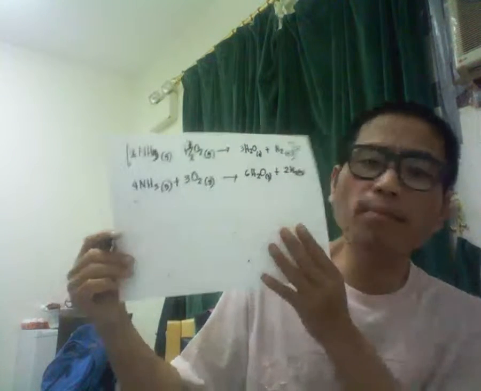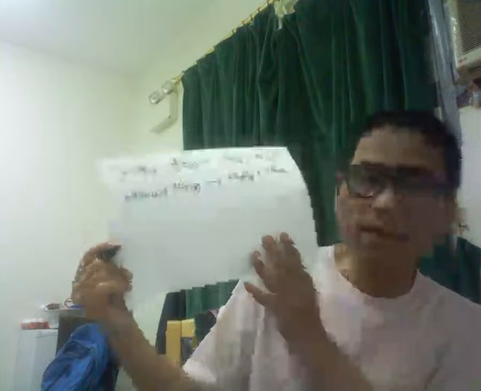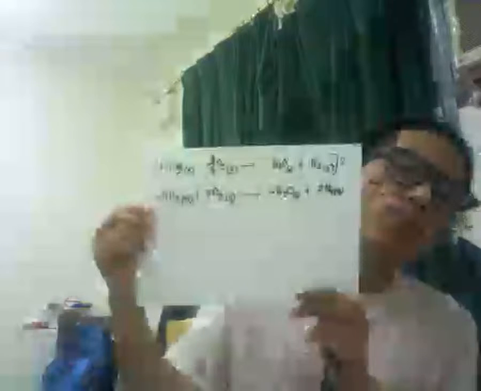So balance the number of atoms now. Atoms must be balanced, not the number of moles. Take that in your brain cells. For nitrogen, 12 atoms of hydrogen, 12 atoms of hydrogen, oxygen, 6 atoms. So perfect. This is a balanced chemical reaction.